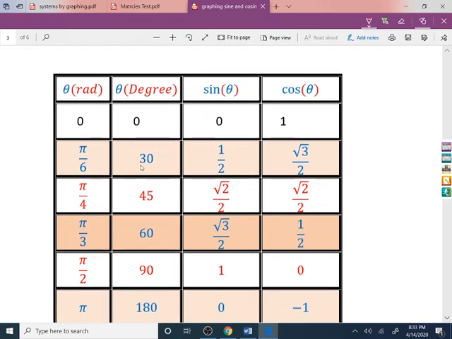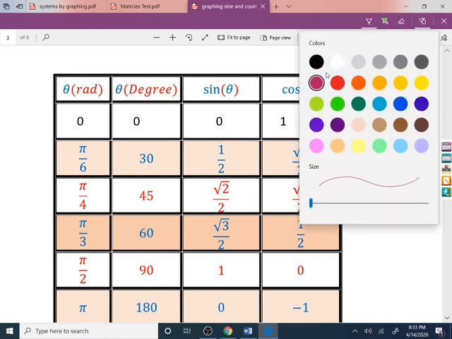Sine of 30 or pi over 6 is half. Cosine is square root 3 over 2. Sine pi over 4 and cosine pi over 4 are the same. Look at the 60. You see 60 here?